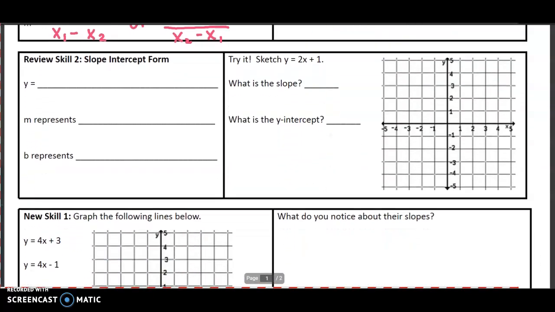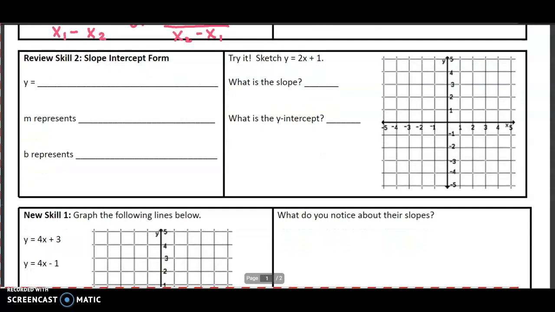All right, let's review the next part. So going from slope-intercept form, y equals mx plus b is our standard slope-intercept form. M represents our slope. B represents our y-intercept.